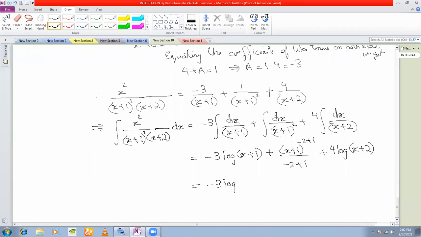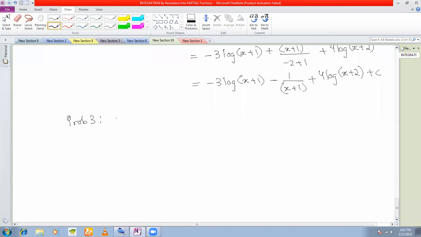You get minus thrice log of x plus 1, and minus 2 plus 1. Here you will get a minus sign, and (x plus 1) to the power of minus 2 plus 1 is (x plus 1) to the power of minus 1, which will become 1 by x plus 1, plus 4 log of x plus 2 plus c. And that is your answer. You understood this problem? Or any questions you have?